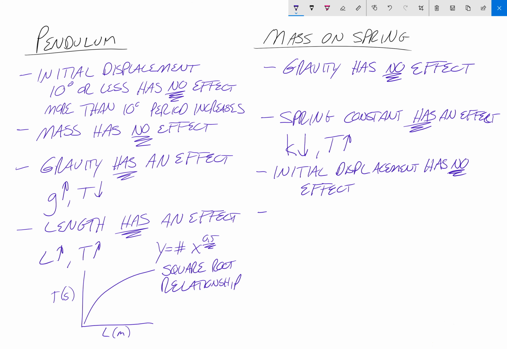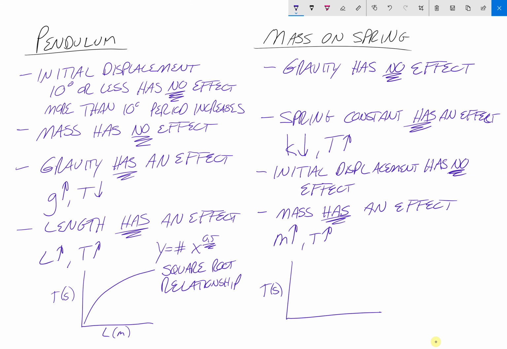The last thing that you did was the mass, and yeah, it's a mass on a spring. The mass has an effect. That's pretty straightforward. And if you did this correctly, which most of you did, you saw that as the mass increased, the period increased, and hey, guess what? When you graphed it, you noticed that the shape looked like that.